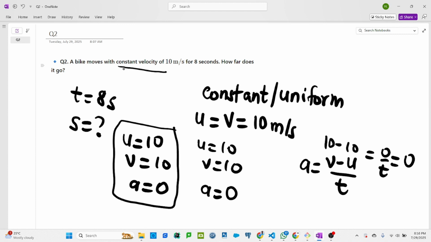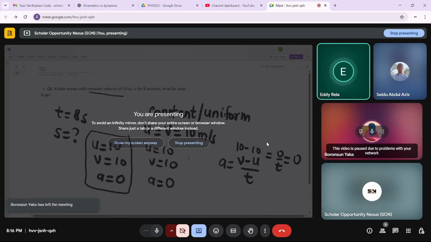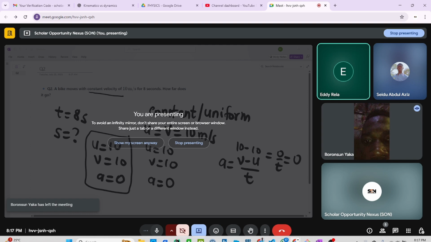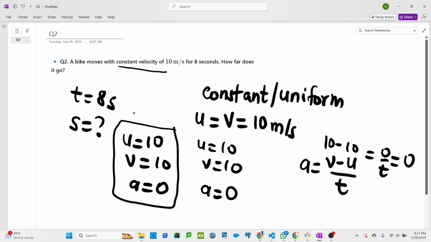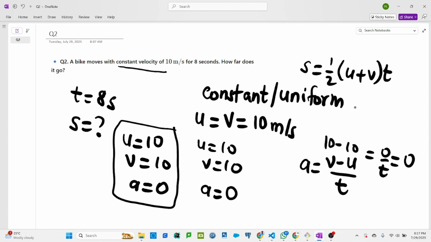Someone has a question? Yeah, go ahead. For this question, is it necessary to use an external formula? So you wanted to use the external formula, right? What are they looking for? How far does it go? S, which is equal to half of u plus v all multiplying t. So we are going to use this formula to solve it, and use the other one to also solve it.